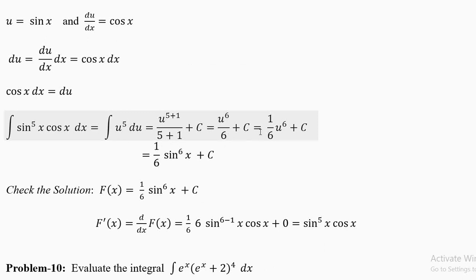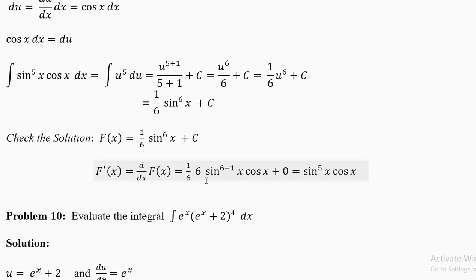Now what to do? You can write the 6 on the side, like 1 by 6. It looks nice, and you will get 1 by 6 into sine power 6 x. This is power 6. Do not write 6 above the x, it is not x power 6, it is sine power 6. Now you differentiate this.